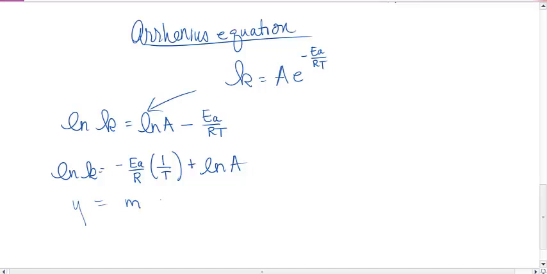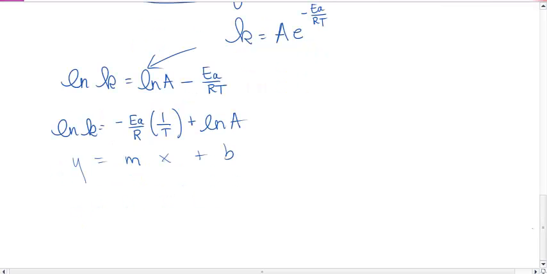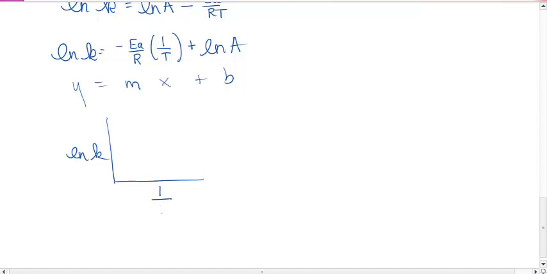So this is y equals mx plus b. So a way that they could find A, and like I said, they find some of these things mathematically, is if you make that the equation of the line, and you graph the natural log of the rate law constant versus the inverse of temperature, you'll get a line. How do they find what A is?